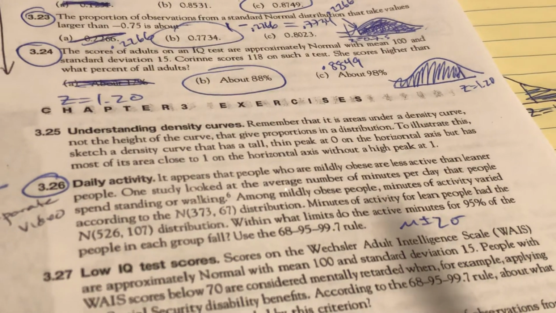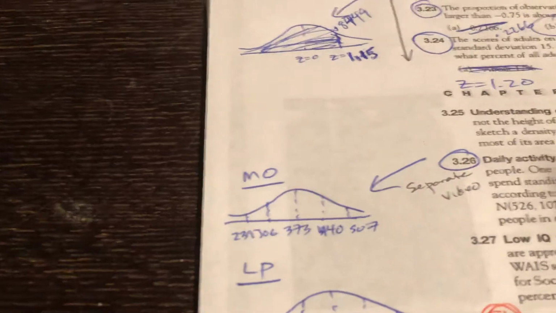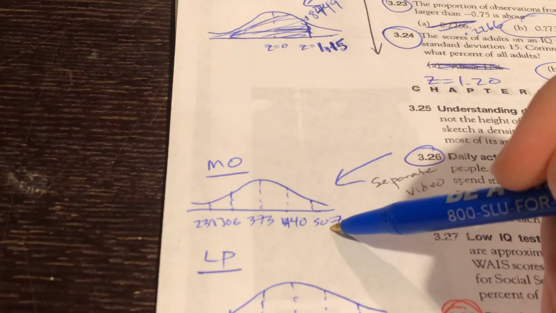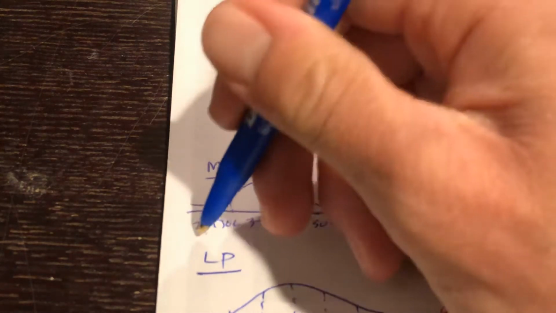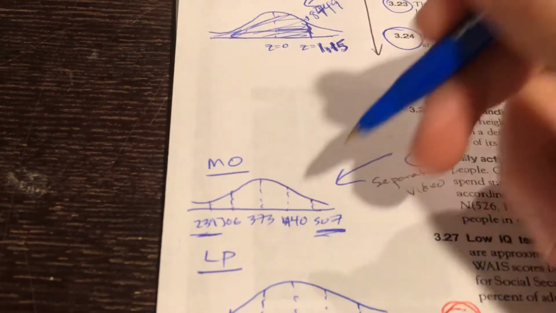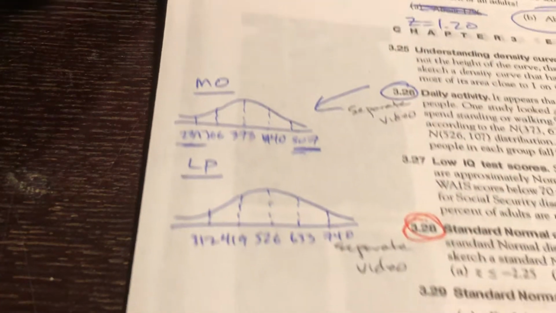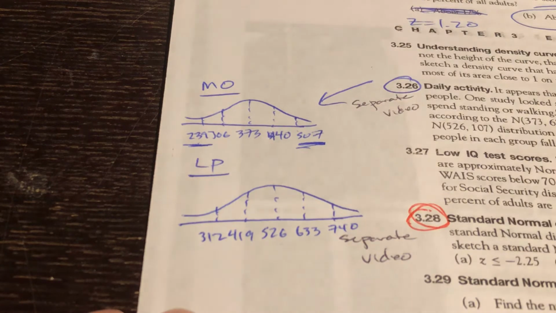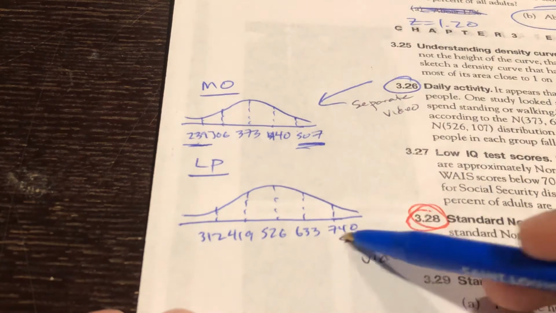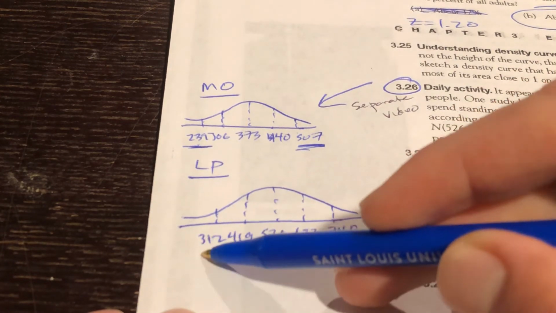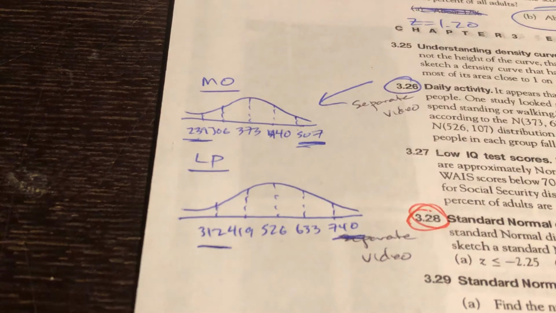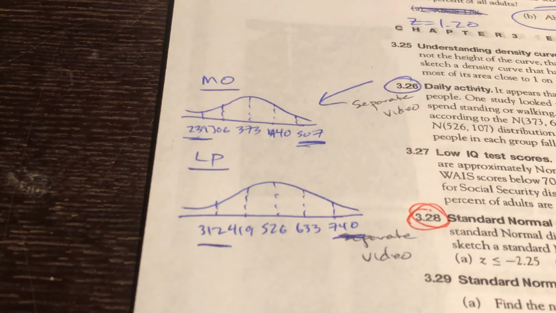So again, 95%, that's the mean plus or minus 2 standard deviations. For mildly obese people, there's the mean, add 67, add 67, subtract 67, subtract 67. So between 239 minutes and 507 minutes would be 95% of all people. For lean people, here's the mean, add 107, add 107, subtract 107, subtract 107. So 312 minutes to 740, 95% of those folks. Again, they had a bigger standard deviation. That is why that happened.